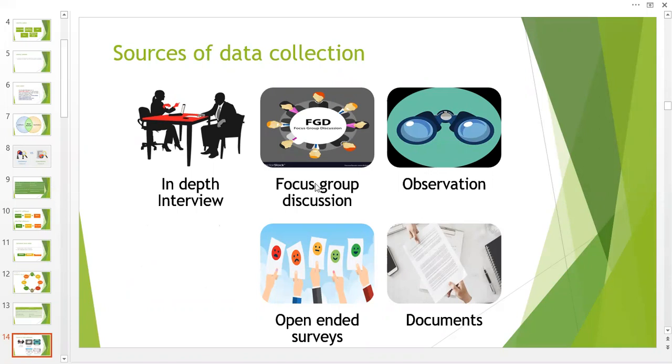Next is the focus group discussion, in which there are usually 6 to 8 participants and a moderator, and there's a discussion on a topic of interest. The third is observation, in which the researcher observes the process and documents it.